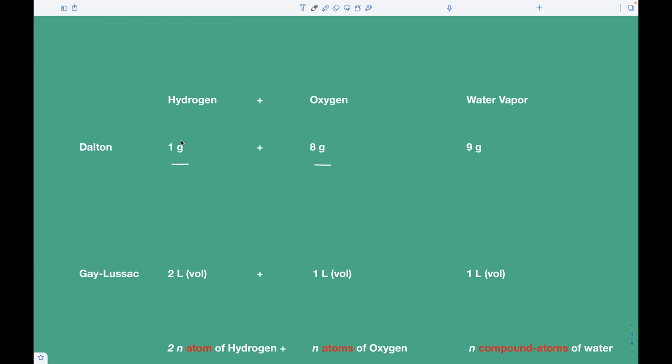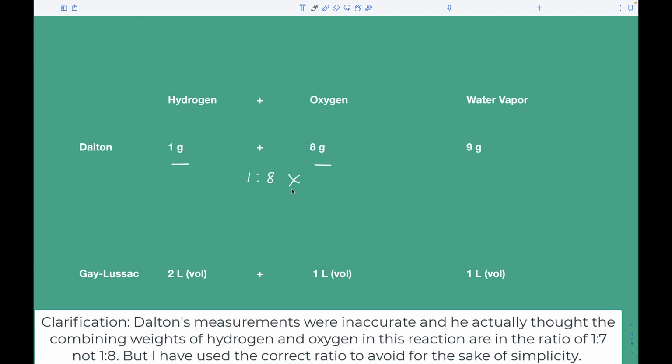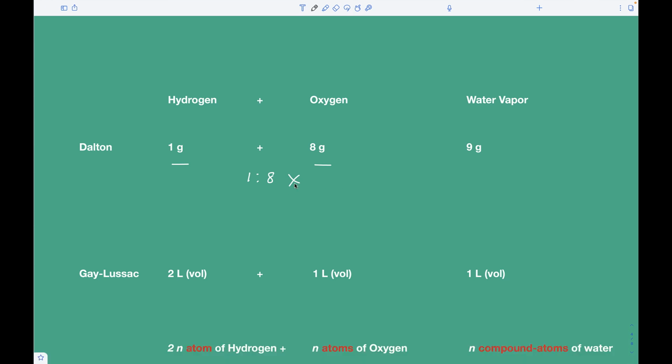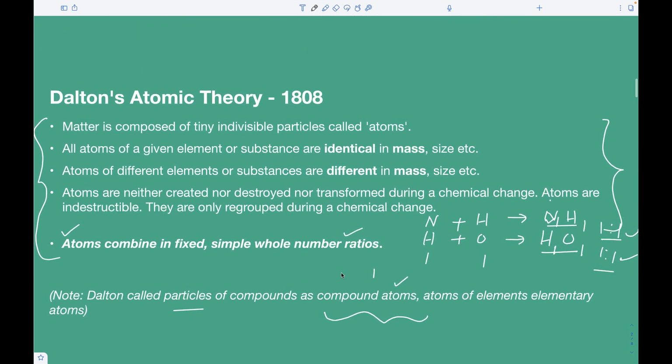He found that 1 gram of hydrogen combines completely with 8 grams of oxygen to form 9 grams of water vapor. And if you take the ratio of these combining weights, it is 1 to 8. And this is not a simple whole number ratio. Simple ratios are like 1 to 1, 1 to 2, 2 to 3, and so on. 1 to 8 is not a simple whole number ratio. Then, what evidence did he have to say that atoms combine in simple whole number ratios? None whatsoever.